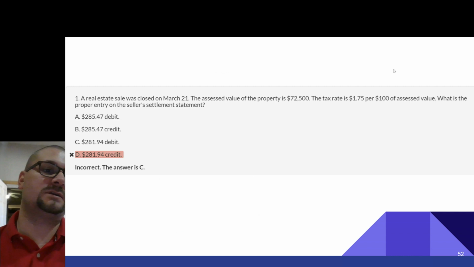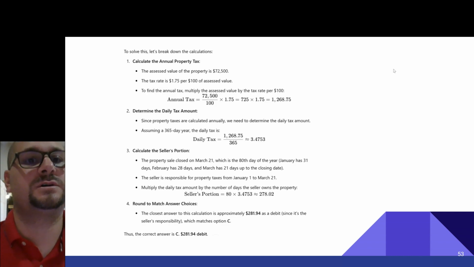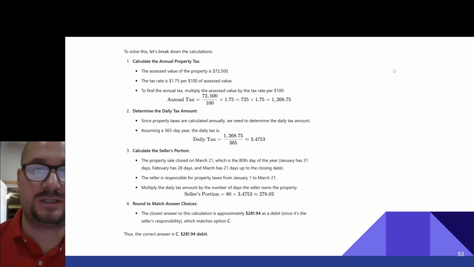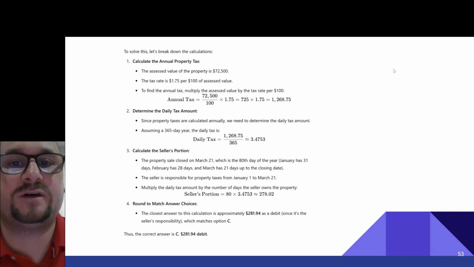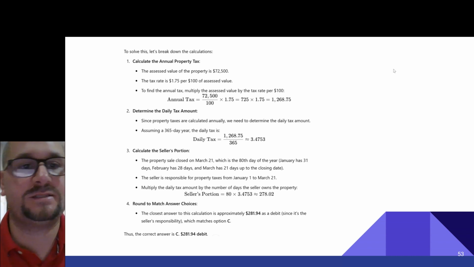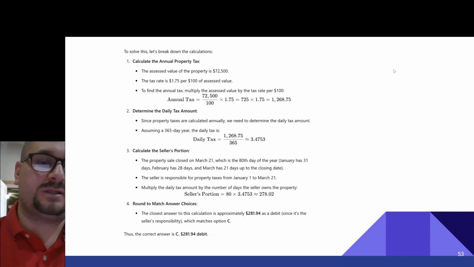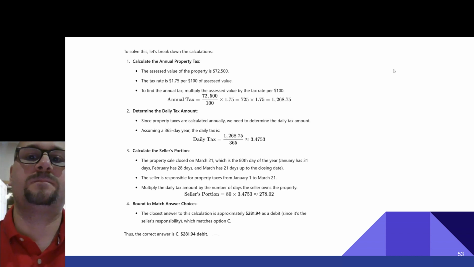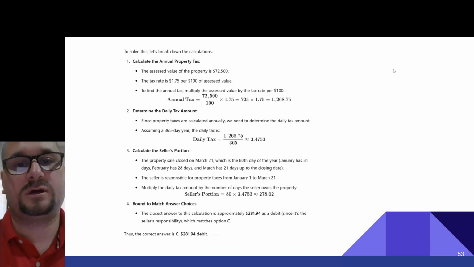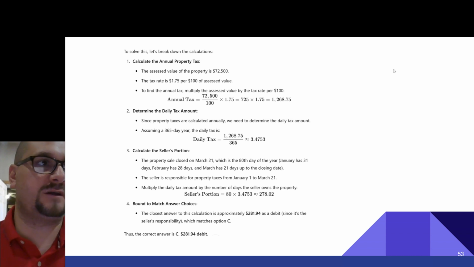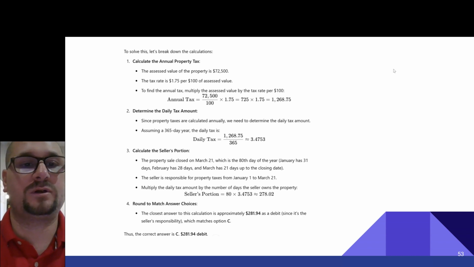So this is for the seller. You want to calculate the annual property tax. Take the $72,500 times the 1.75 divided by 100, you get 1268. Since property taxes are calculated annually, we need to determine the daily tax amount. Assuming a 365 day year, daily tax is 1268 divided by 365 days, which gets you 3.4.